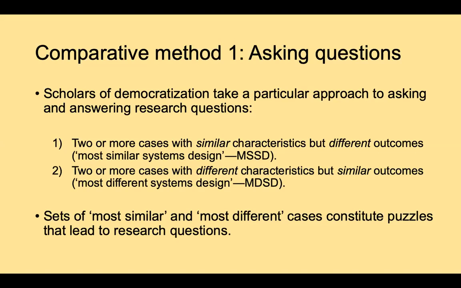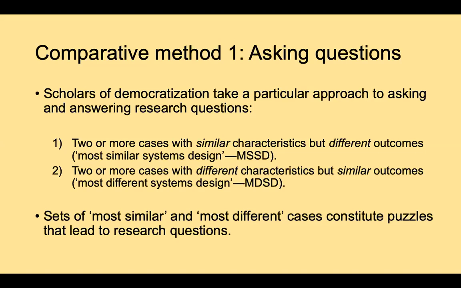We also have what we call a most different systems design. And this is where two or more cases with different characteristics but similar outcomes are put together and are compared. This is kind of the flip side of the most similar systems design. Here's where we have cases that are very different socially or historically or politically or economically, but have similar outcomes. So maybe two countries with very different backgrounds, but both of which transition to democracy.